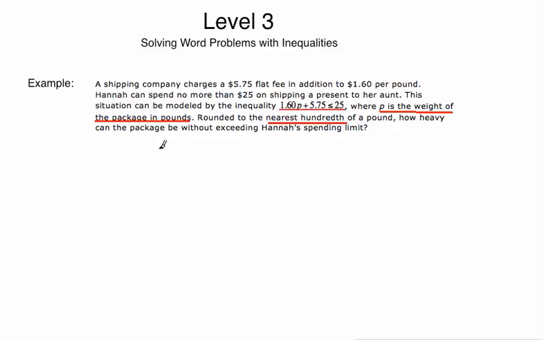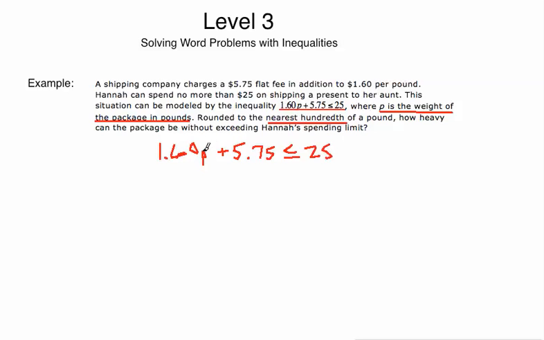So let's start with the inequality. I apologize for my writing. Sometimes it works better than others. Tonight is one of those nights where it's not going to.